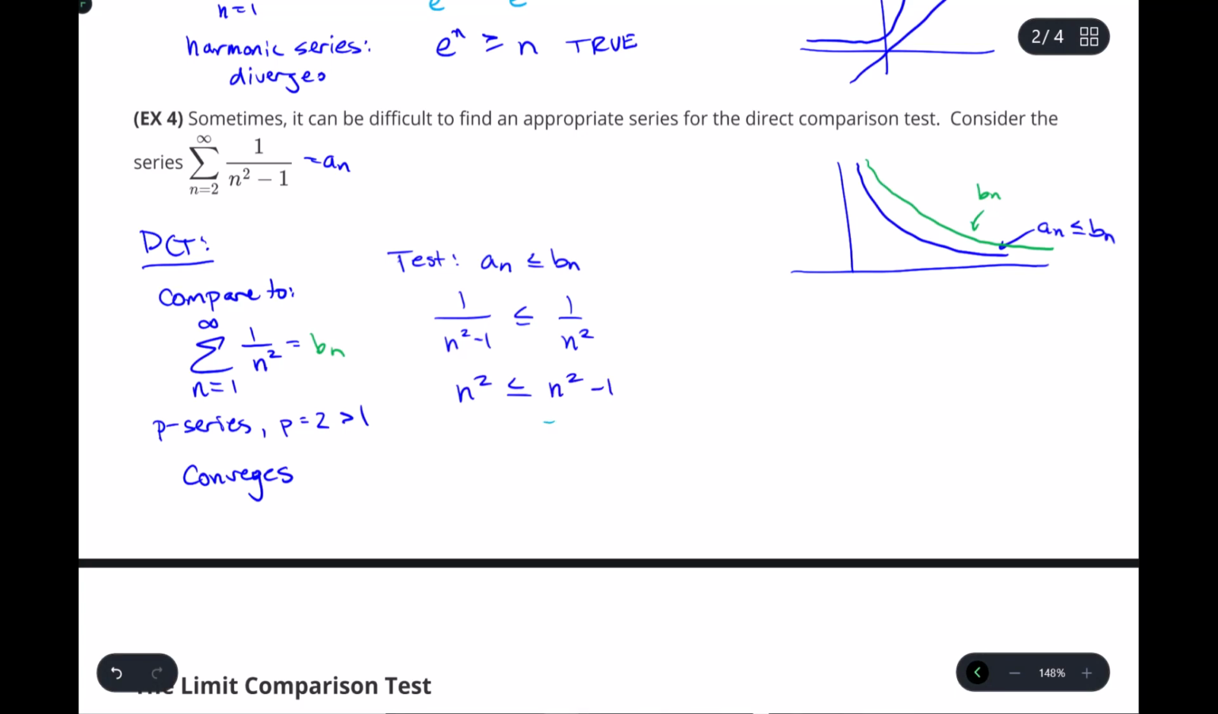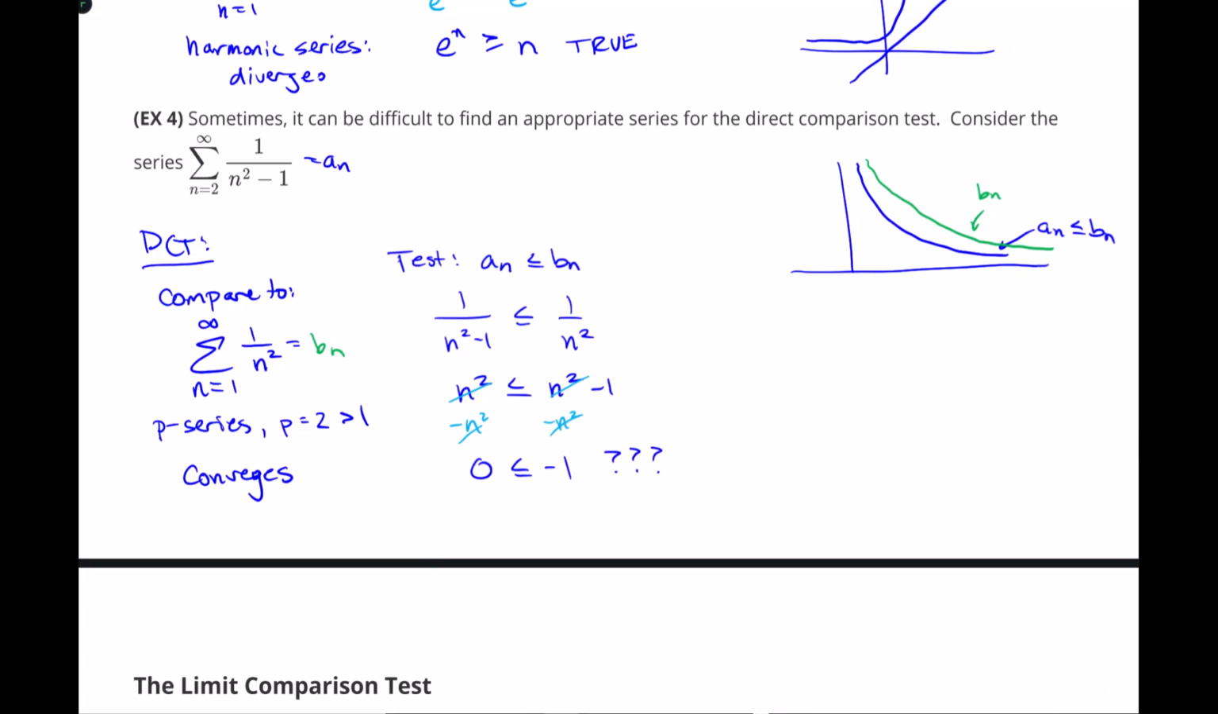Then subtract n squared from both sides. That's great. That thing cancels off. And then we have 0 is less than or equal to -1. Wait, what? That's not true. All right, everything looked like it was going to work out just fine, but this isn't a true statement. 0 is bigger than -1. So this is false.